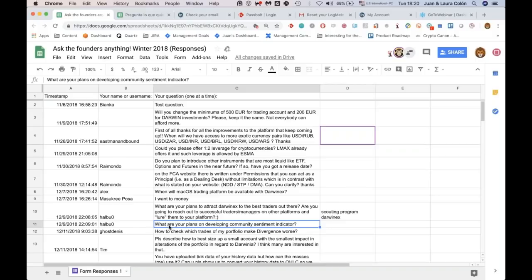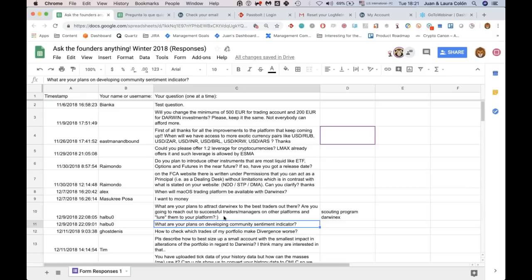So Halbu asks, what are our plans on developing a community sentiment indicator? There's currently a Darwin API in a closed beta that gives customers access to individual Darwins for trading purposes. That allows you, amongst other things, real-time market prices for all Darwins. So if you're smart about building a correlation engine with existing assets, you can start doing some fancy work with that.